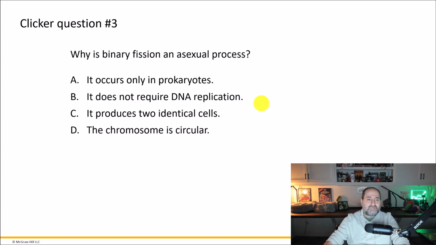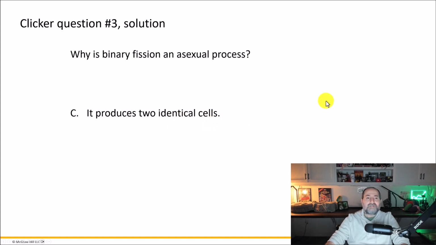Binary fission does occur in prokaryotes, but that's not why it's an asexual process. It does not require DNA replication. That's false. It produces two genetically identical cells, so it has to be C, right?